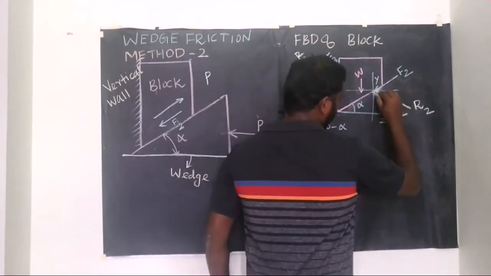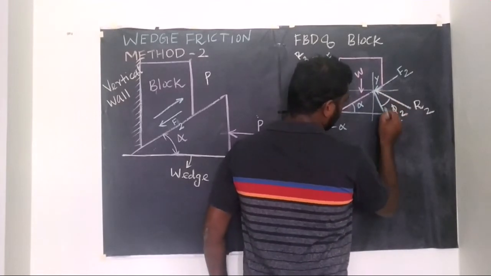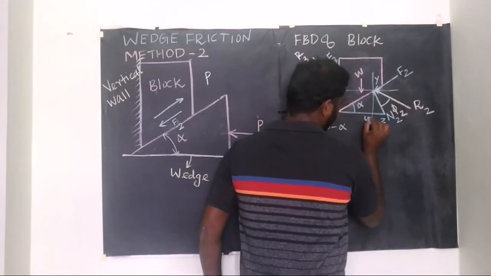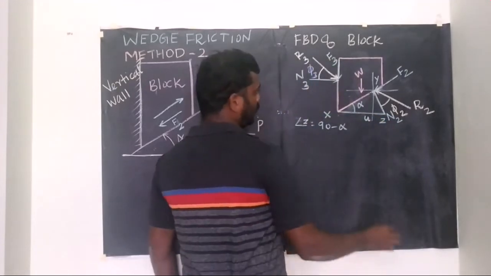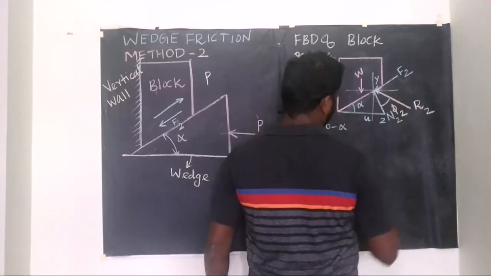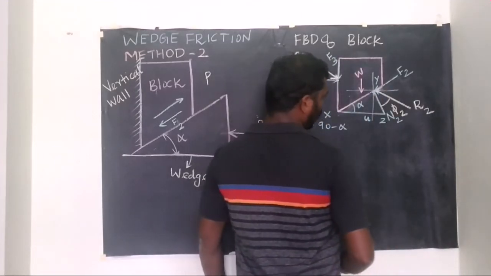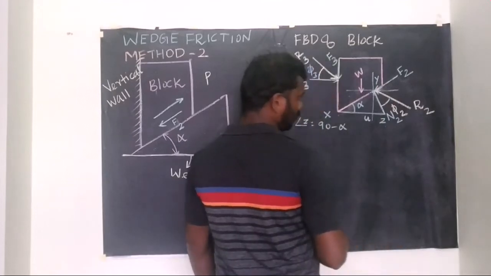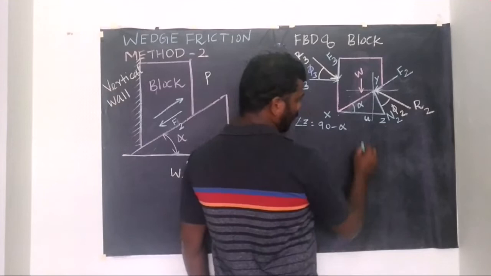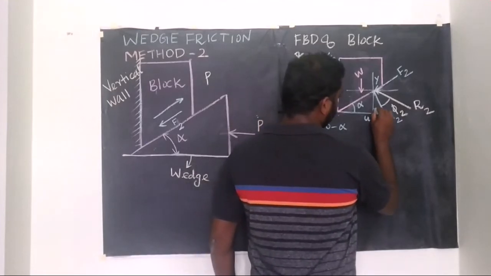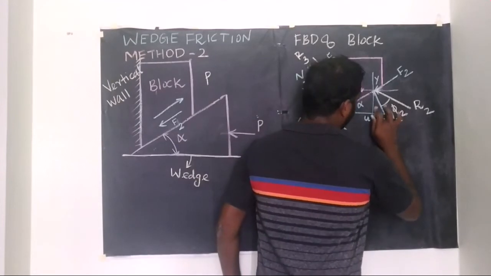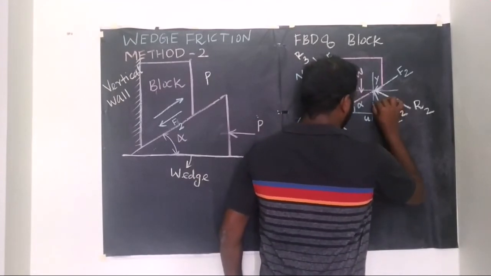Then take this small triangle z, y, and this point is u. In the triangle u, z, y, we don't know angle of y. Here angle of z is 90 minus alpha, angle of u is 90 degrees, then angle of y is nothing but alpha.